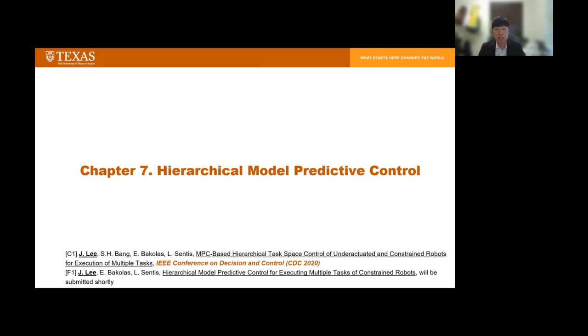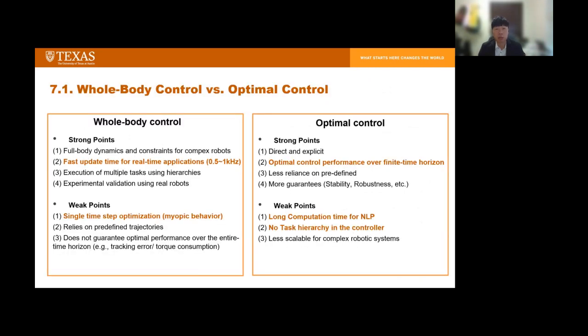The last study is hierarchical model predictive control. The current whole body control method has many strong points. The existing methods are very, very intuitive and employ full body dynamics and constraints. And we can compute the whole body control approach very fast, and we can use them for real-time application.